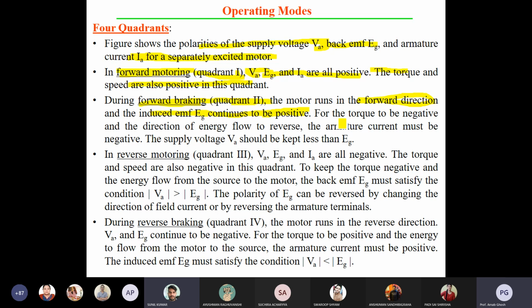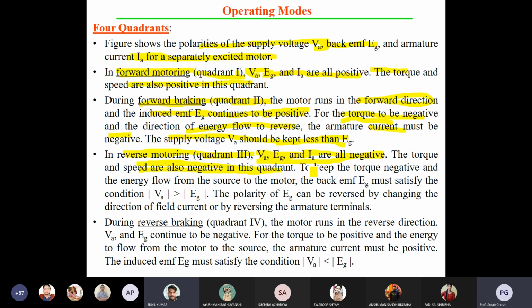EG is more than your VA, so torque is negative and the direction of energy flow is reversed. The armature current must be negative. Supply voltage VA should be kept less than EG. Then reverse motoring conditions. In reverse motoring condition, quadrant 3 operation, VA, EG, and IA are all negative. The torque and the speed are also negative in this quadrant.